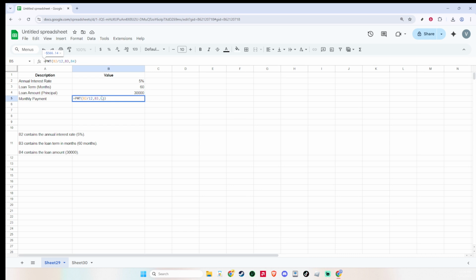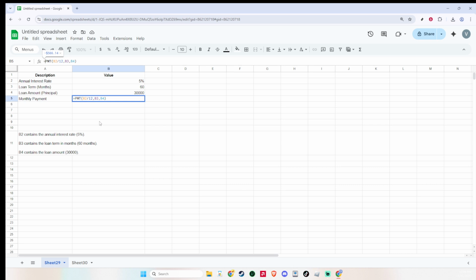Next is NPER, which is the total number of payment periods. For a 5-year loan with monthly payments, that would be 5 times 12, giving you 60. If the term is expressed in years, multiply by the number of payments per year to get the total count.